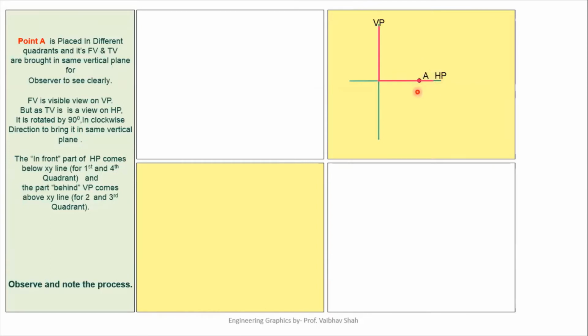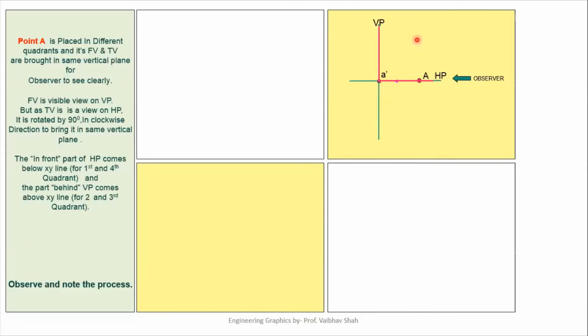So the point is now in HP itself. So we'll be taking its front view from this direction. If we observe the front view from this direction, it can have its front view on this vertical plane. The vertical plane is nothing but the intersection point in this case. So our front view A dash would lie somewhere on this intersection point. So it will be your A dash.